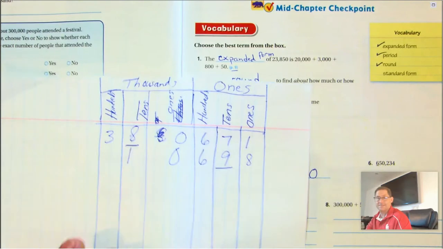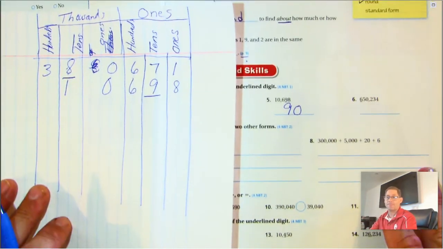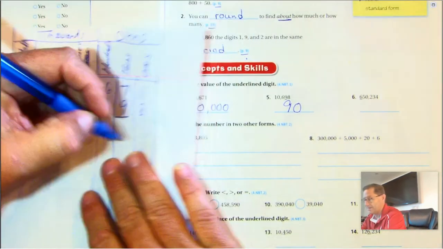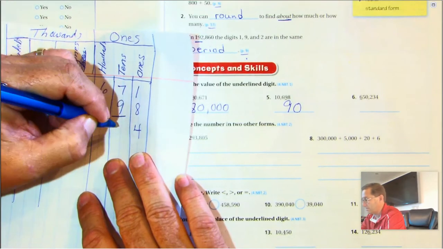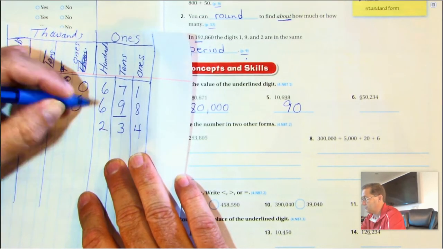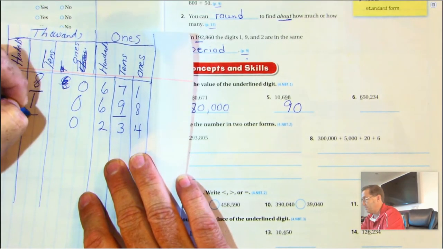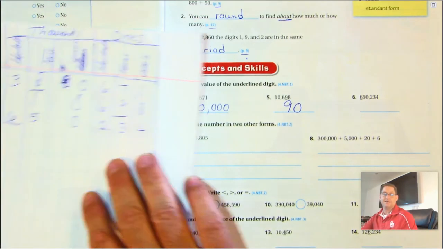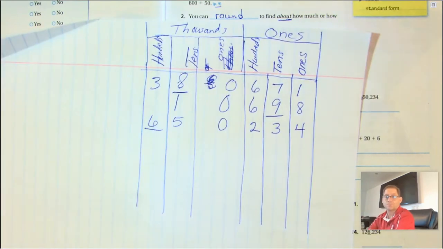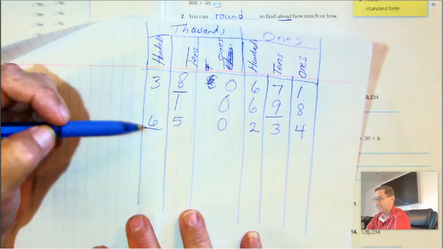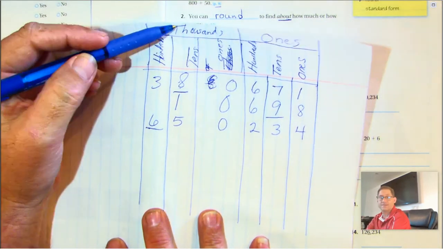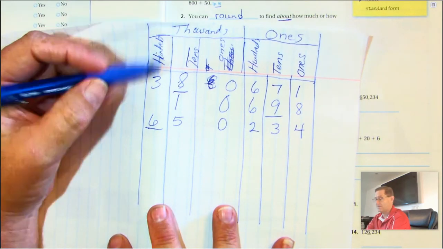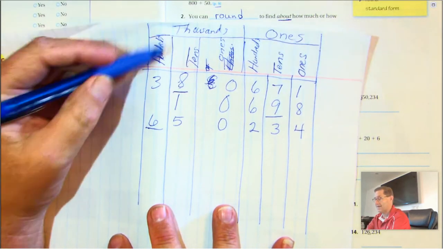Number 6. So write this in its place value spots. 4, 3, 2, 0, 5, 6, and the 6 is underlined. So the 6 is in the hundred thousands. So 600,000.